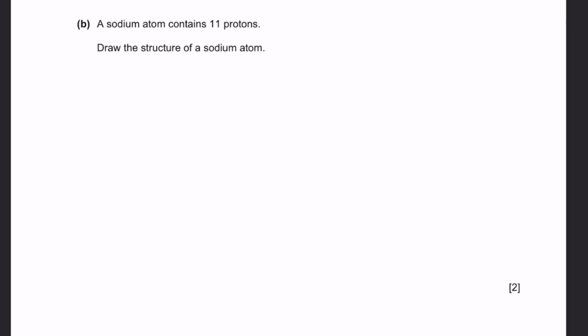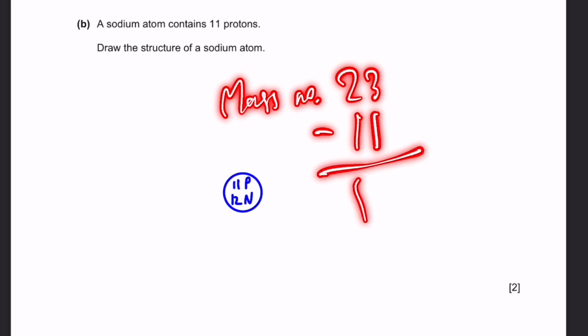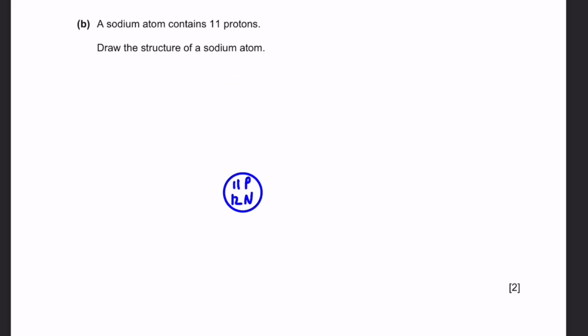B. A sodium atom contains 11 protons. Draw a structure of a sodium atom. So first we'll draw a nucleus. And we'll write 11 protons and how many neutrons? 12 neutrons. A sodium atom contains 12 neutrons. You need to remember that as well, or you need to remember the mass number, which is 23. And we can subtract 11 protons to get 12 neutrons. So you need to remember one, either the neutrons or the mass number. And you need to remember the protons. If you remember the protons, you can get electrons.